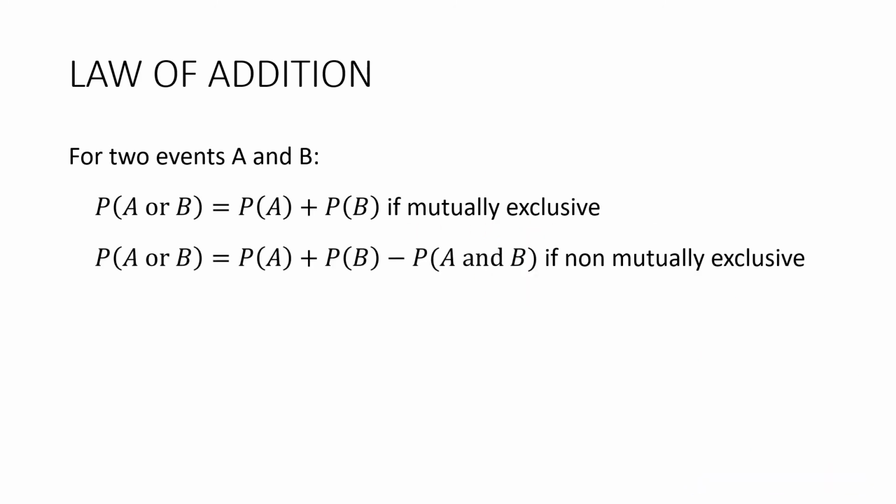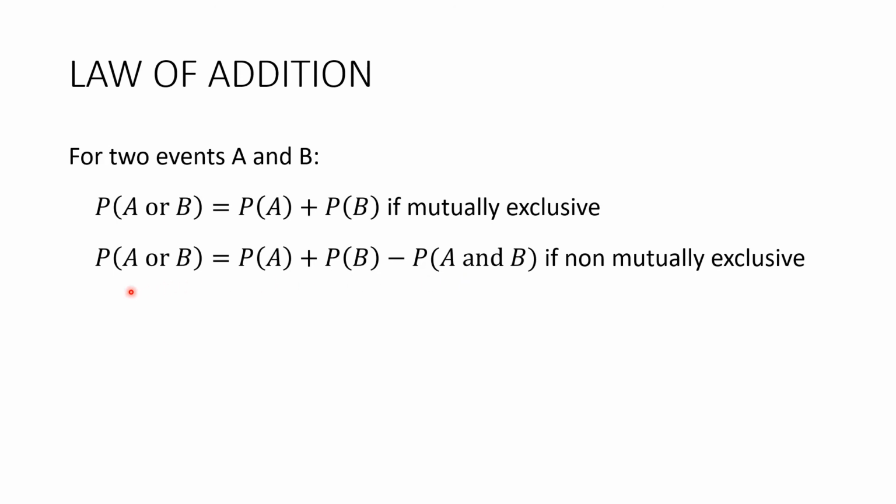So if they're non-mutually exclusive, we have to subtract this part. This is the double up. Do you remember me talking about that? When A and B have common elements, we've counted the common bits twice, so we have to subtract it. Now, it's actually the same law, okay?